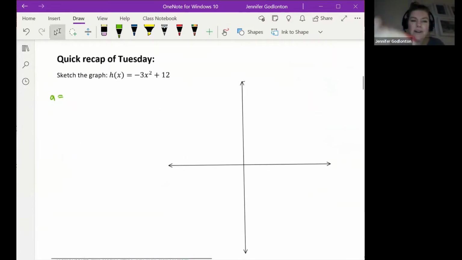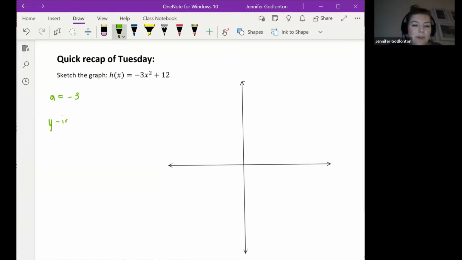Okay, we're going to look at our A value. So here our A value is -3, and I want you to think about what that means. Is it going to be a happy graph or a sad graph? I want you to think about what your y-intercept values are. I want you to sketch your graph, and then I want you to find your x-intercepts. Those are the 4 steps I want you to do.